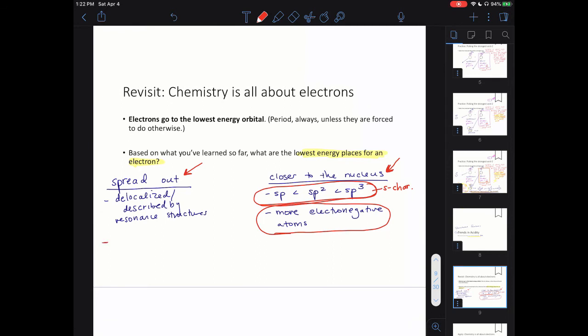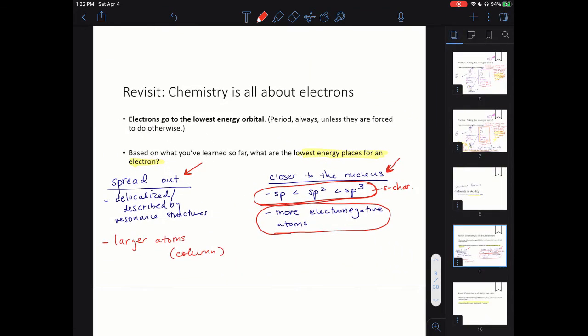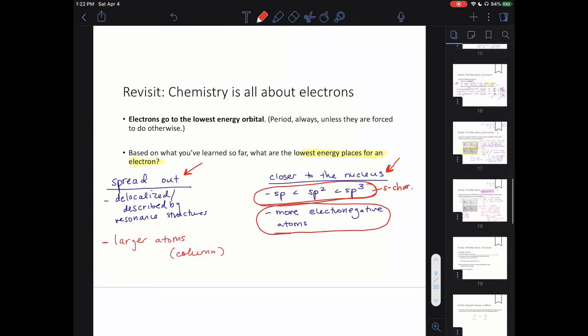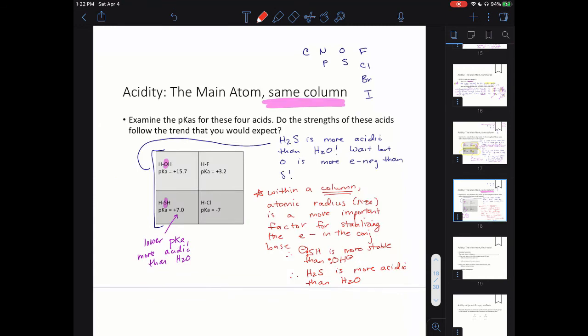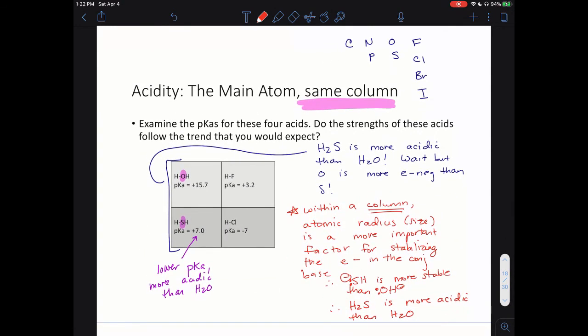Delocalization is a way to spread out electrons, but also larger atoms. So when you're comparing two atoms in the same column, the larger atom can spread those electrons out more, and so the electrons are lower energy. This is an electrostatic argument. If you've taken physics, think about Coulomb's law and the stabilities of large charges versus small charges.